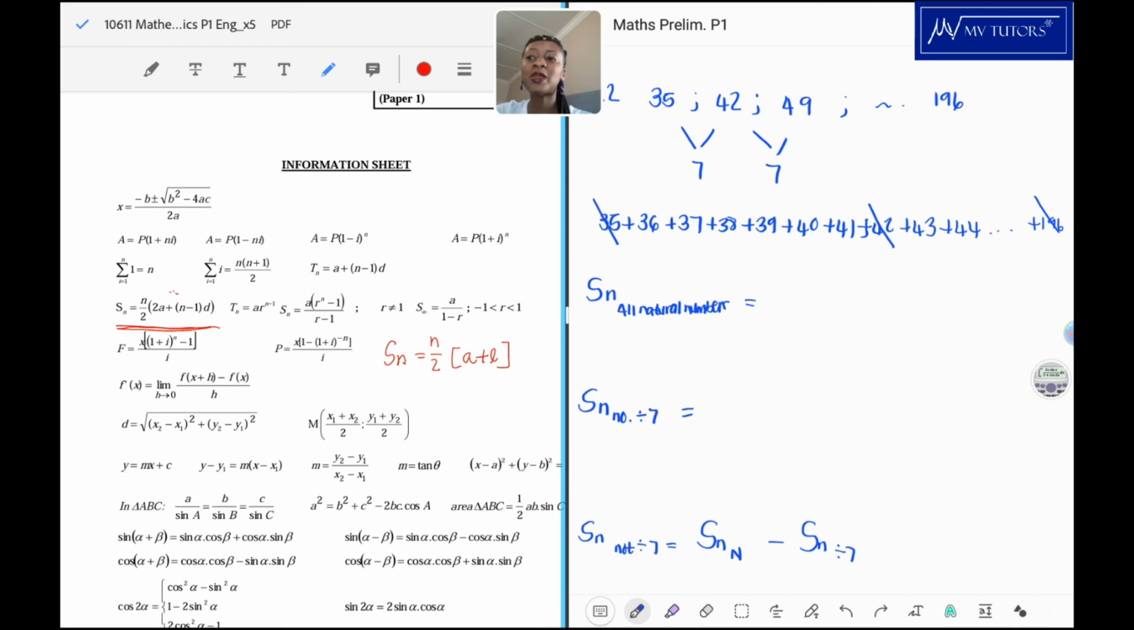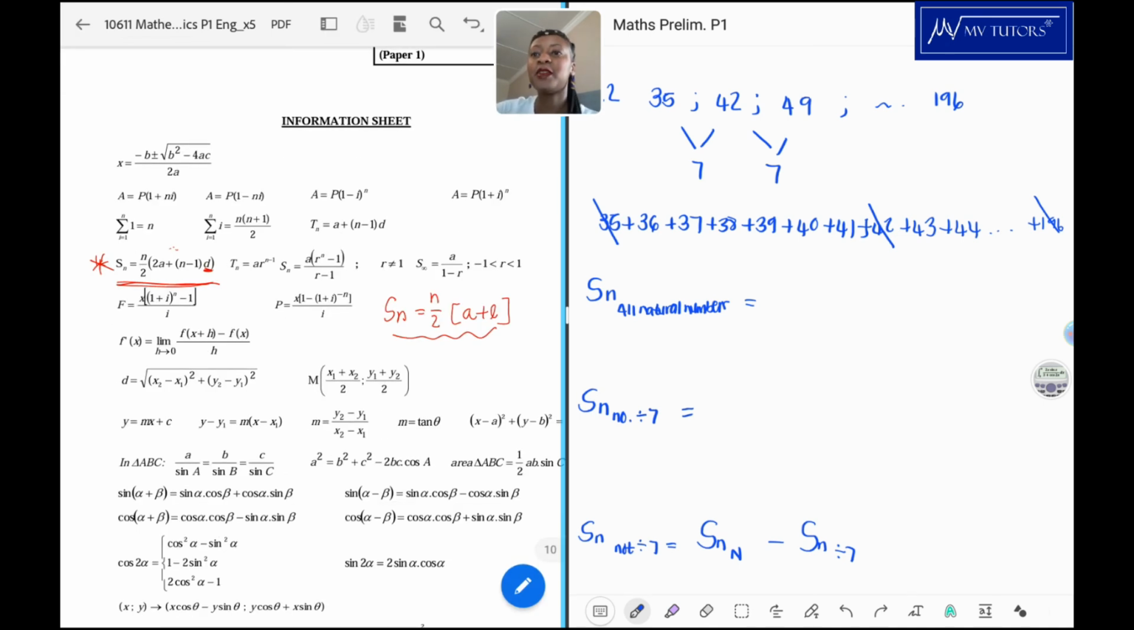Okay, so if they don't give you this, it doesn't look like they do. Like I said, you can still use the other one. It's not impossible. You have the first term, you have the difference. So for all natural numbers, the difference would be 1, but for those divisible by 7, the difference would be 7. So you can use that equation, but I'm saying this simpler one. You would have to learn it if you don't know it.